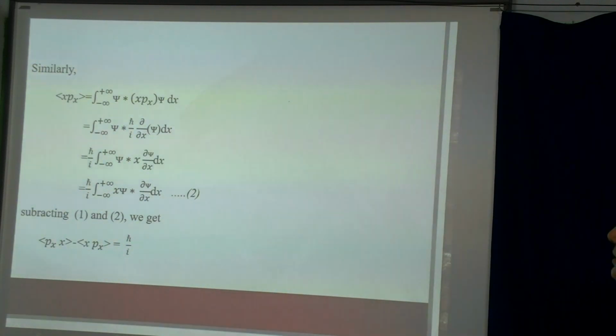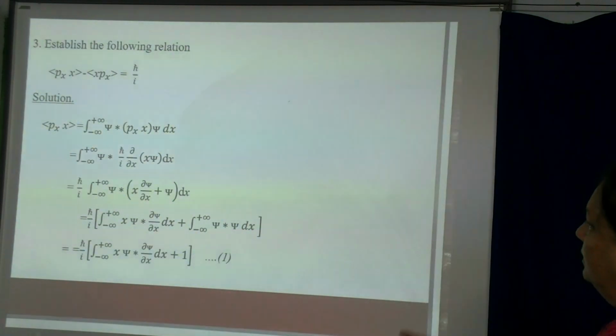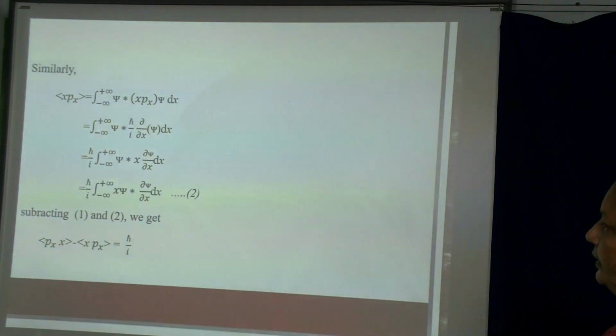So you get h cross by i integral from minus infinity to plus infinity x psi star dou psi by dou x dx. Previously we calculated for Px x as the integral of x psi star dou psi by dou x dx plus 1. Therefore, if you subtract one from the other, we will get Px x minus x Px equal to h cross by i. So this is the relation which we wanted to prove. That's all. Let us discuss the other topics in our next class, girls.